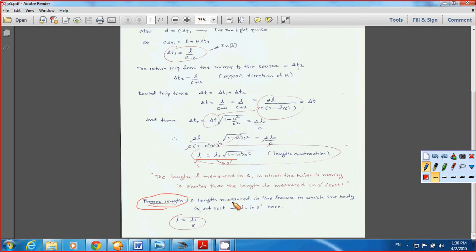So the proper length is the length measured in the frame in which the body is at rest. In this case, the S prime frame is moving with velocity u, and you are sitting on the Earth and observe the length in the S prime frame. This one is considered at rest, L0 in S prime. Even though it's moving, when you're sitting in S prime you never know how fast the S prime frame is moving, so we consider that it is at rest. Okay.